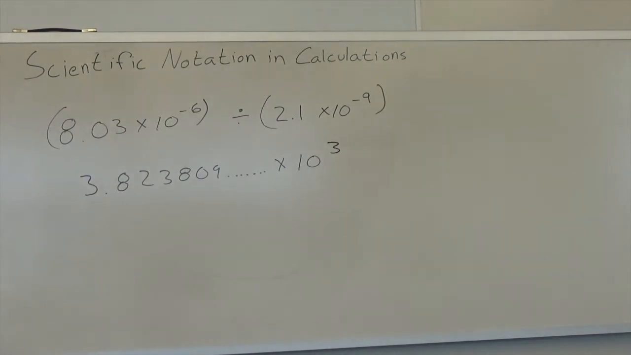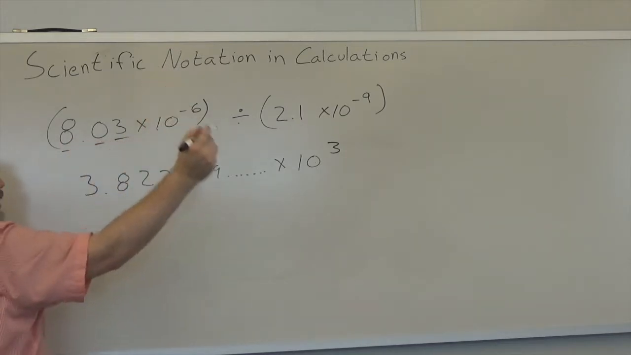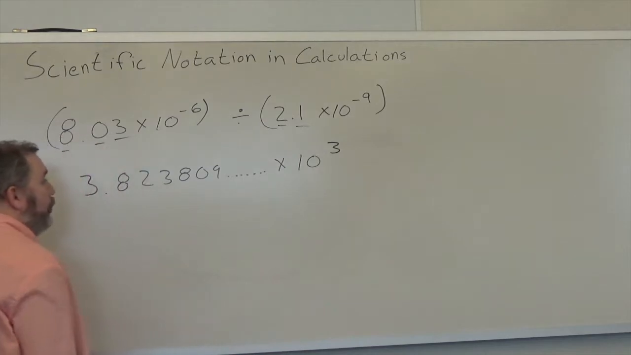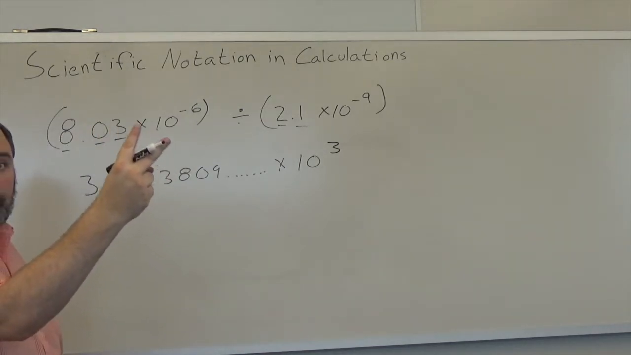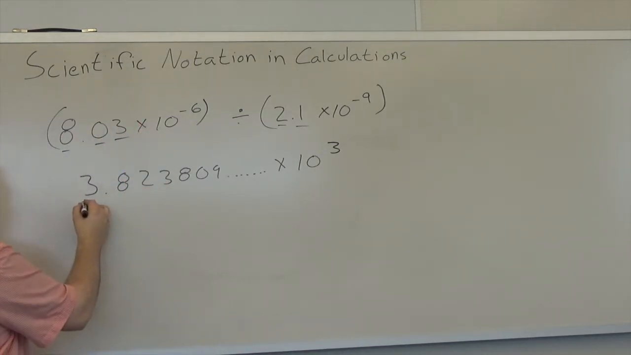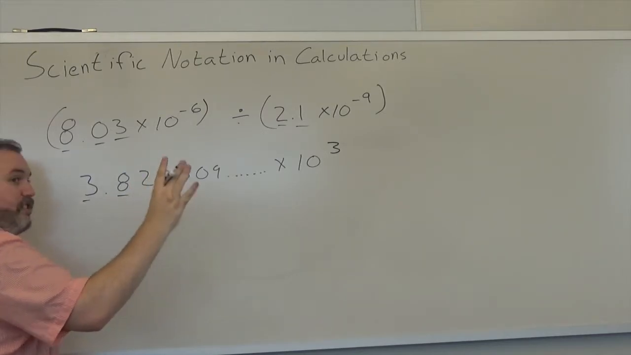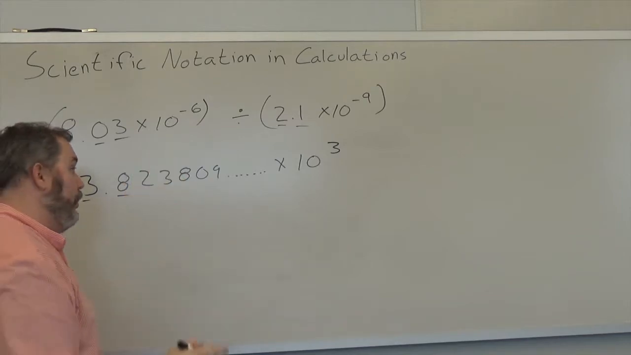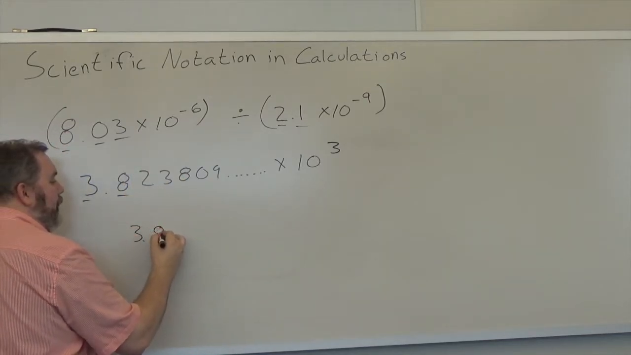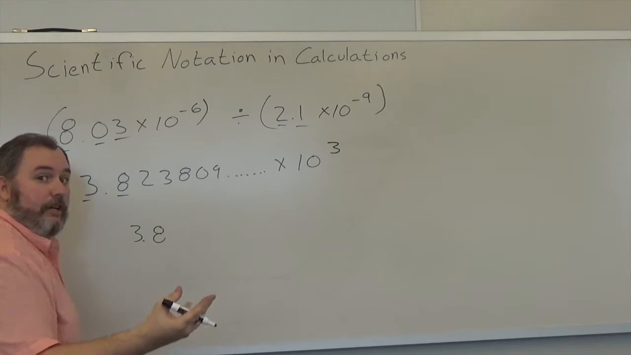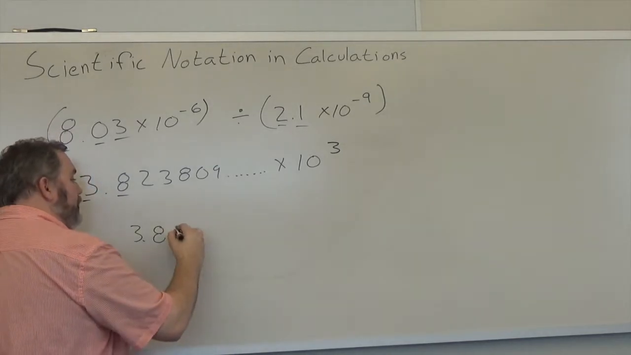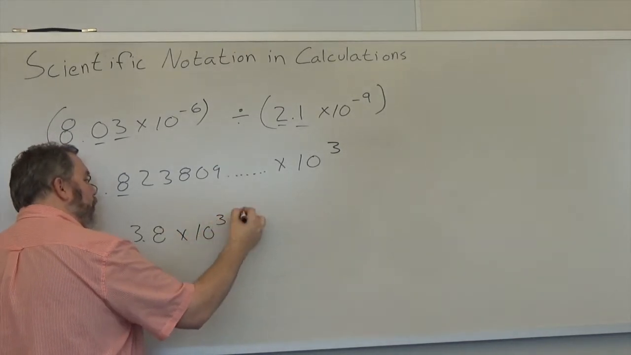Now, because we're trying to make sure we get to the correct accuracy, we need to look at the number of sig figs. This has 1, 2, 3. This has 1, 2. So we're going to round our answer to 2 sig figs, which happens to be 1, 2. That means that this 2 tells that 8 to stay the same. In doing so, we get 3.8. All these other numbers become zeros. They get dropped. Times 10 to the third power.